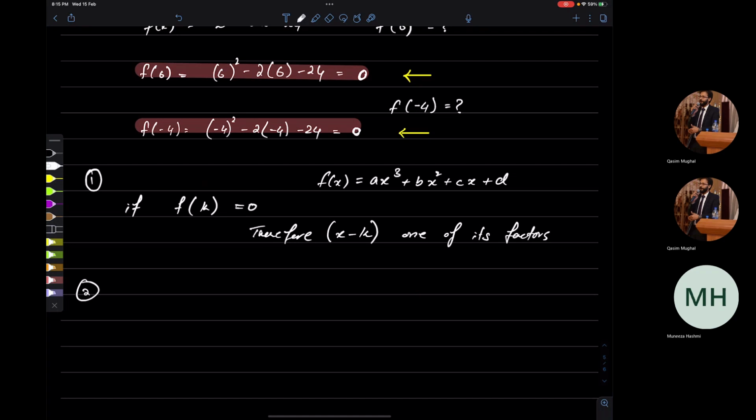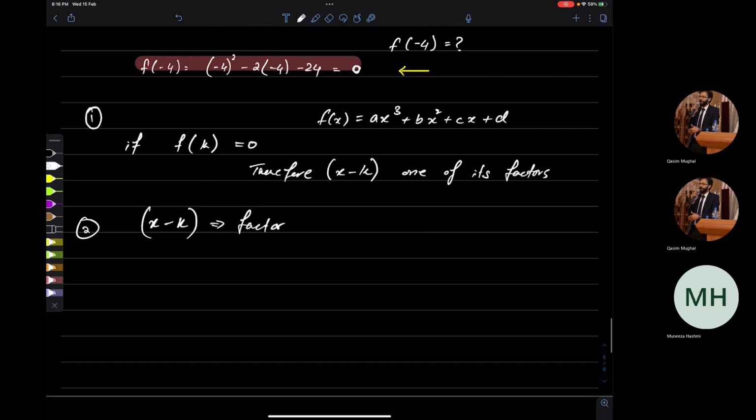Now let's look into the other perspective. In this case, we'll be doing the opposite of the first perspective. If I have something like x minus k, and I know that it is one of the factors of a given polynomial, then f of k will always give you 0.